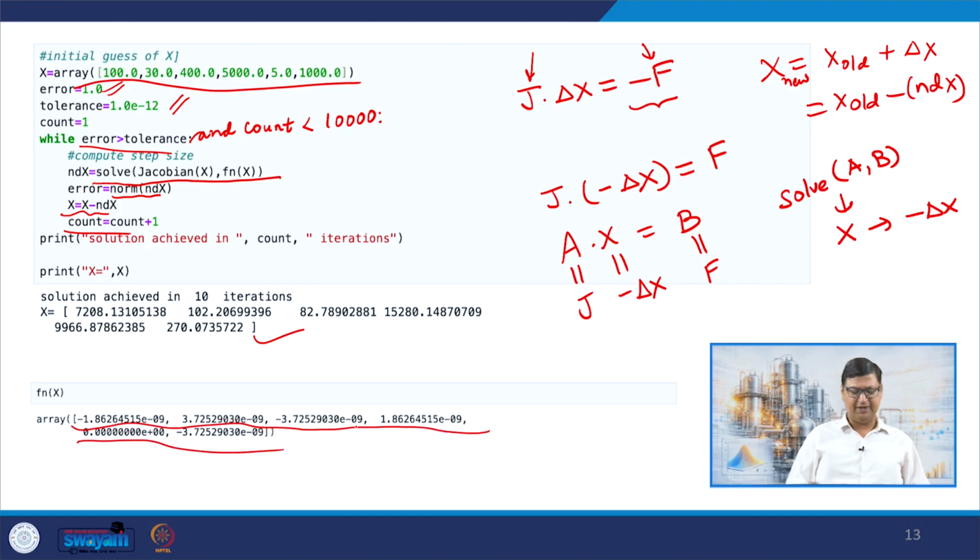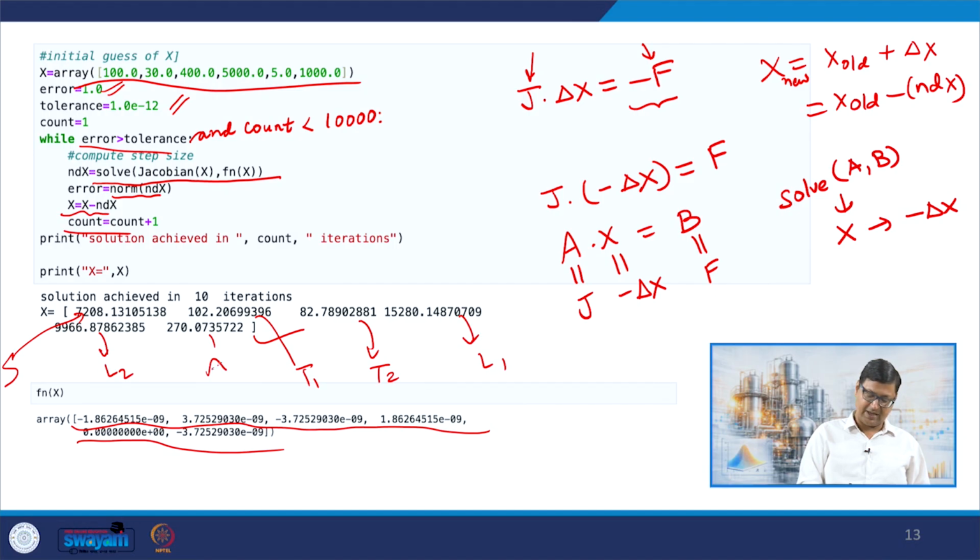In fact, it should be pretty much 0, but then it's a numerical scheme, so we don't get to 0, but you see the values are fairly small, and these are the values of the unknown. So this is my s, this is my t1, this is my t2, this is my l1, this is my l2, and this is my a.